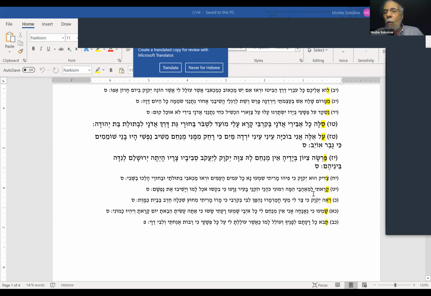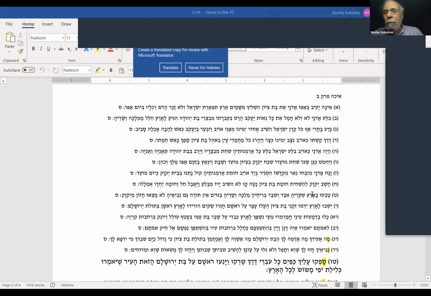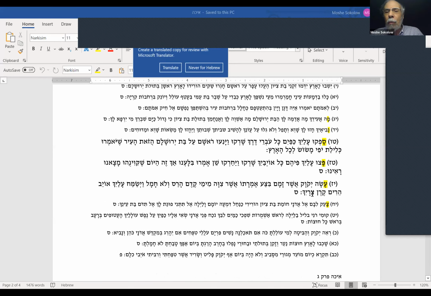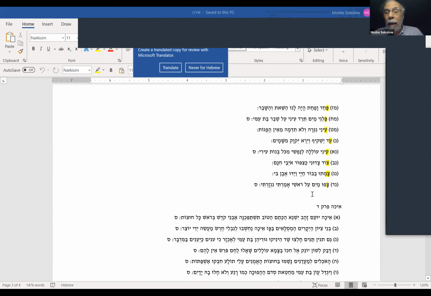In fact, we have to go no further than chapter 2 of the book of Eicha. Chapter 2 of the book of Eicha is also an alphabetic acrostic. But if we look at those same 3 verses, notice that the sequence is no longer Samach Ayin Pei, but the sequence is Samach Pei Ayin. In fact, that sequence remains in chapter 3 of the book of Eicha.